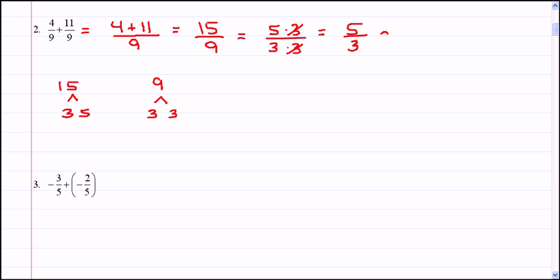Now this can also be written as a mixed number since the numerator is larger, and to change 5/3 to a mixed number, I divide 3 into 5. 3 goes into 5 once, with 2 left over. So 5/3 is the same as 1 2/3.